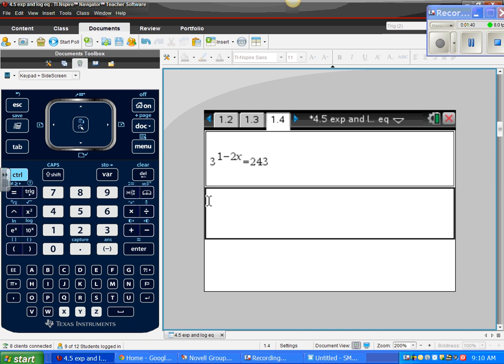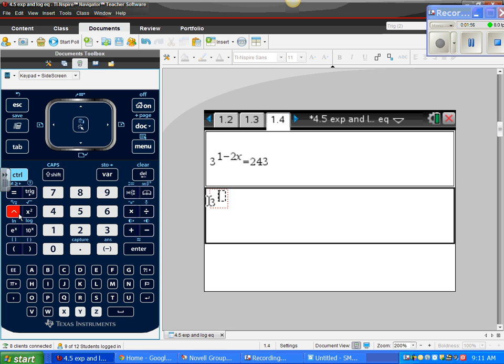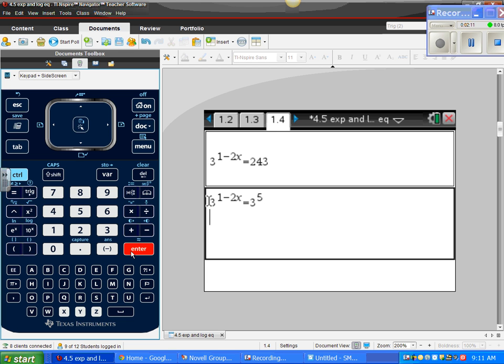All right. 3 raised to the 1 minus 2x equals 243. What do we want? Yeah, I definitely want a common base, right? So what is my common base going to be? Yeah, and this should give you a hint. We know that we can't change the base of 3 on the left-hand side, so the other side we're hoping is going to be 3. So can I make 243 into something with a base of 3? Yeah, 3 to the what power? 5th. Great. Excellent.